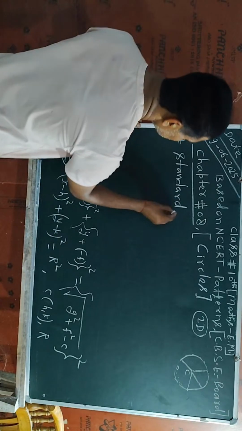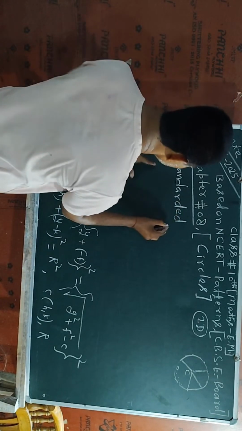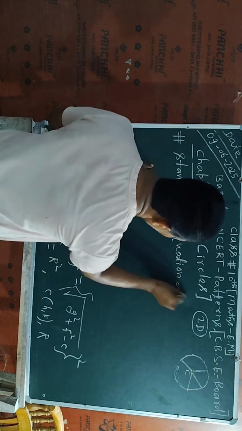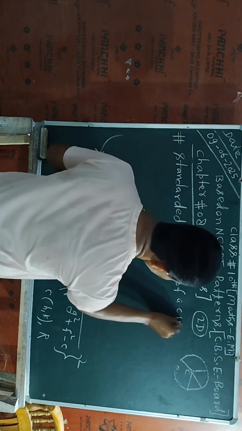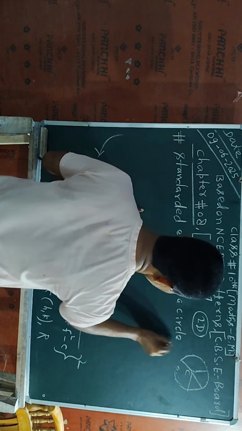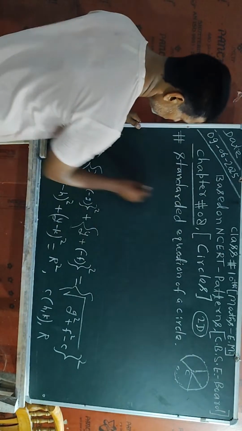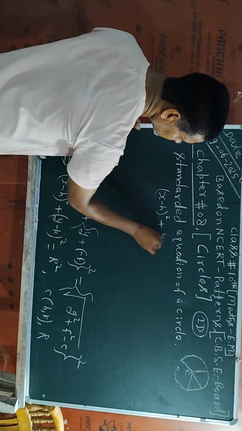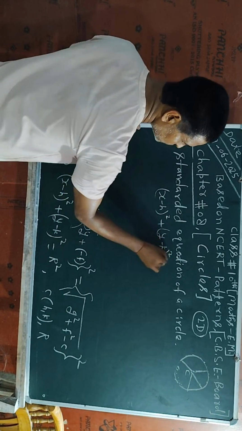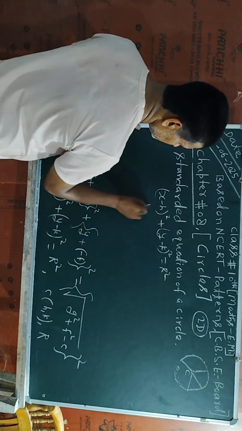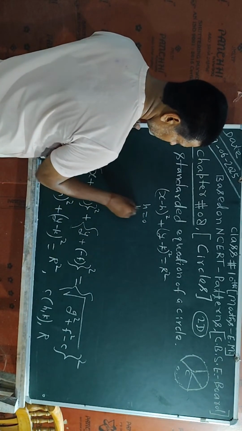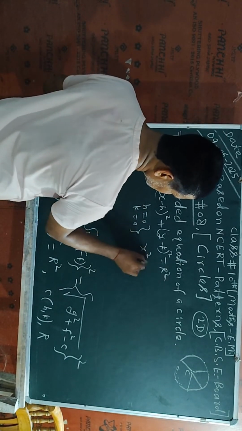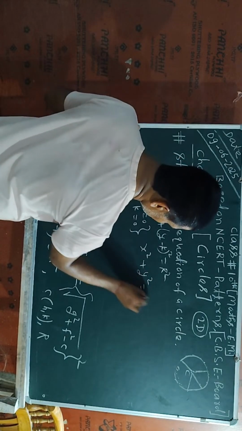The standard equation of a circle. Here I am going to write the general equation of a circle: x minus h whole square plus y minus k whole square is equal to r square. Here I am substituting the value of h as 0 and the value of k as 0. After substituting, I get x square plus y square equal to r square.